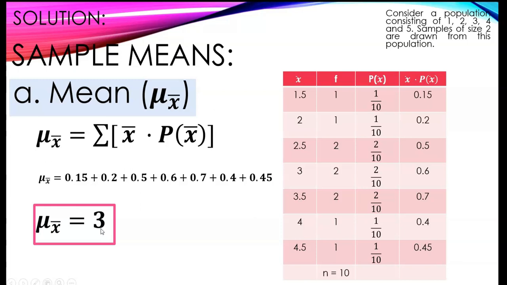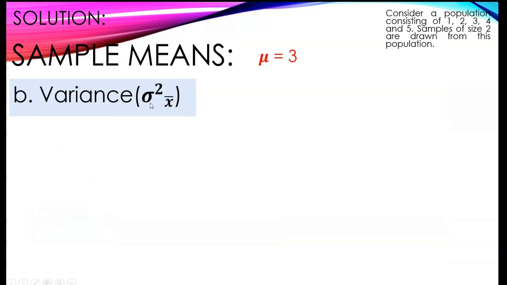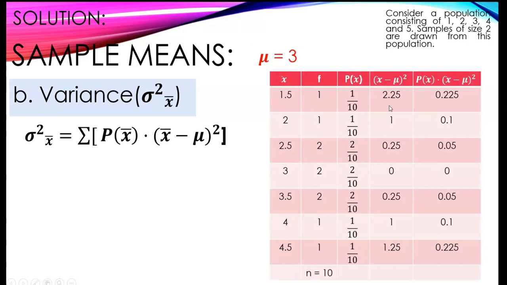Now, let's proceed to the variance of our sampling distribution. Remember that our computed mean is equal to 3. Now, the formula for the variance is given by the sum of the probability of the sample means times the sample mean minus mean squared. Now, first, for us to be able to find the sum of these formulas, we need to create a new column for our sampling distribution. So we need to create a column for x minus mean squared.